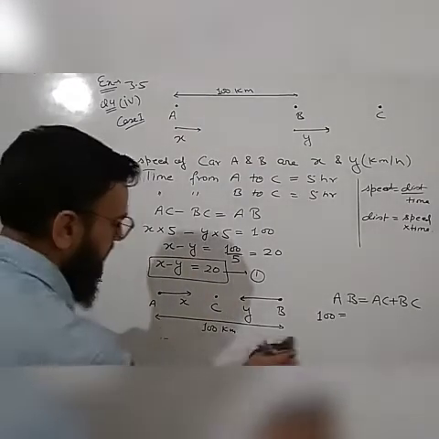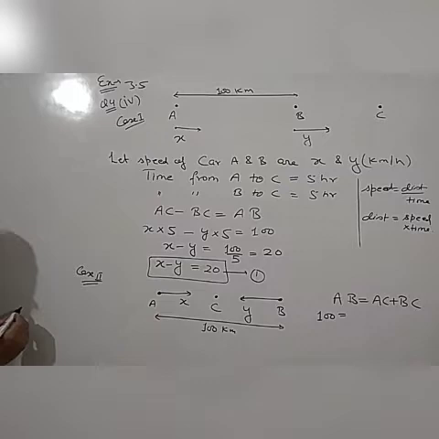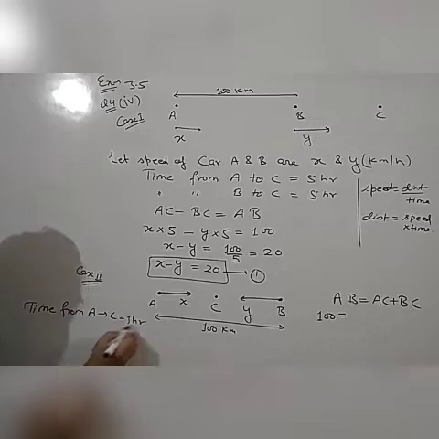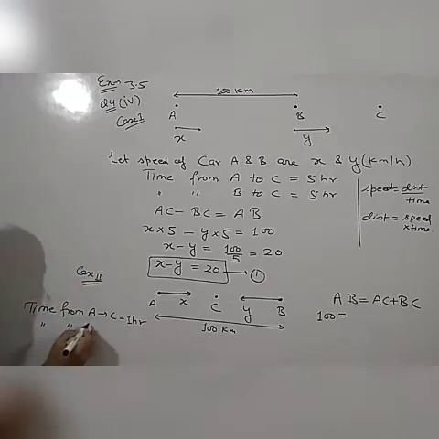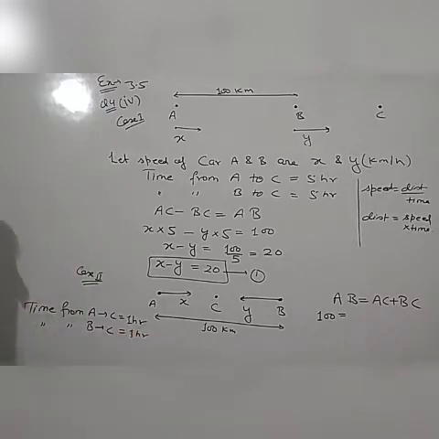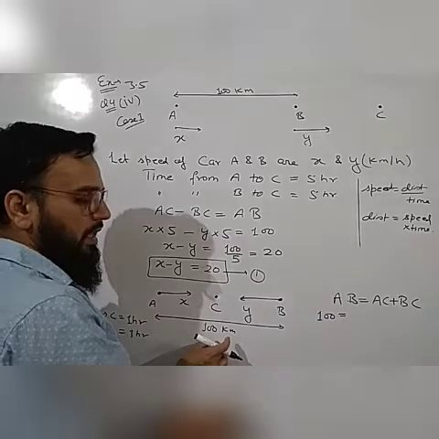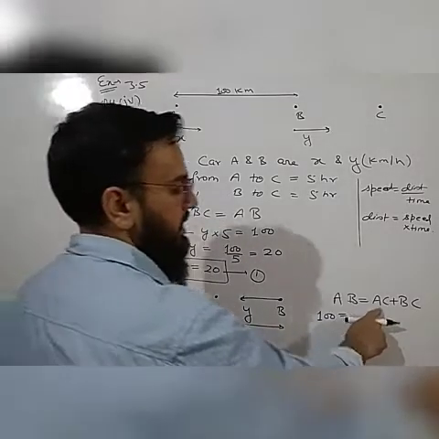I am writing it here. Time from A to C is equal to 1 hour and time from B to C is also equal to 1 hour. So now what will be the formula? AB is the total distance, that is 100. What is the distance AC?